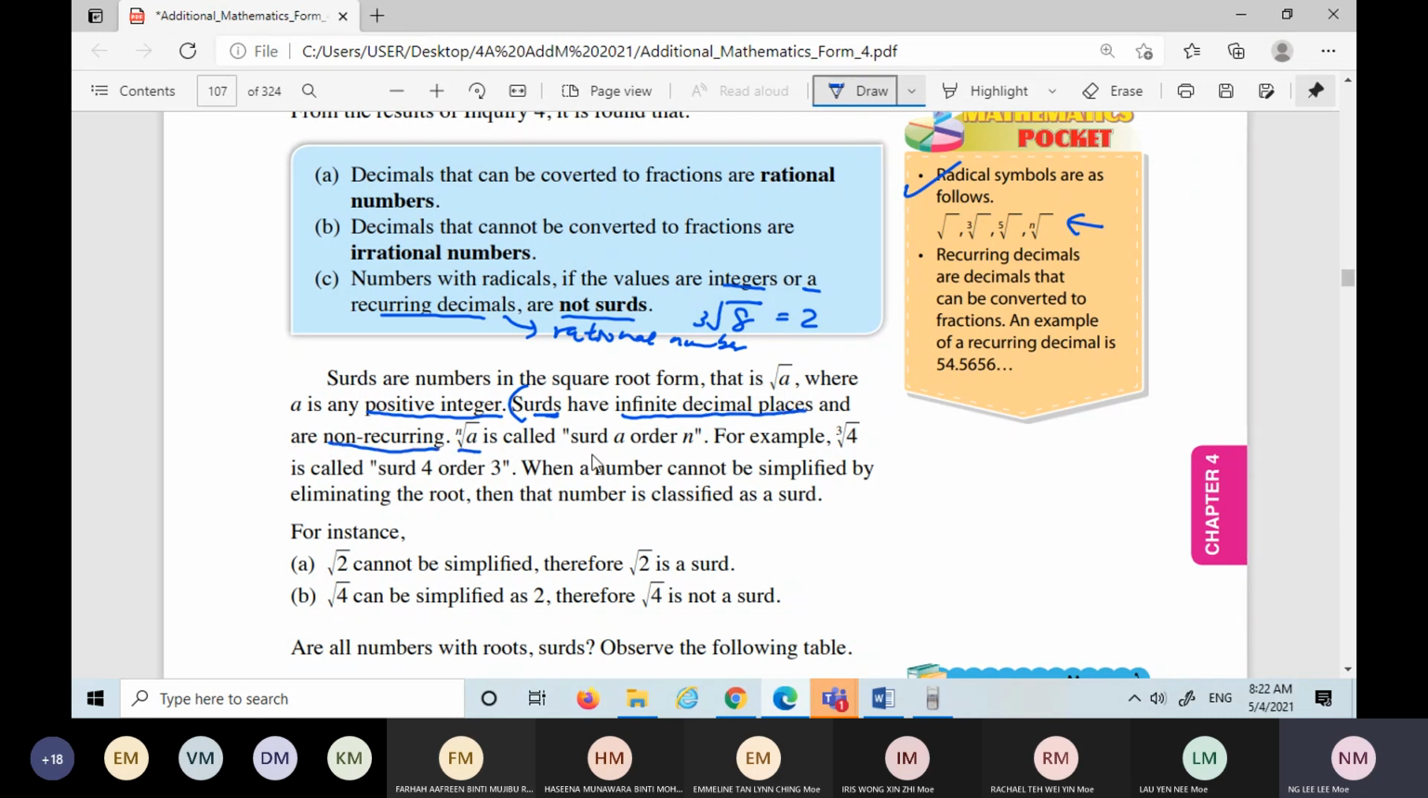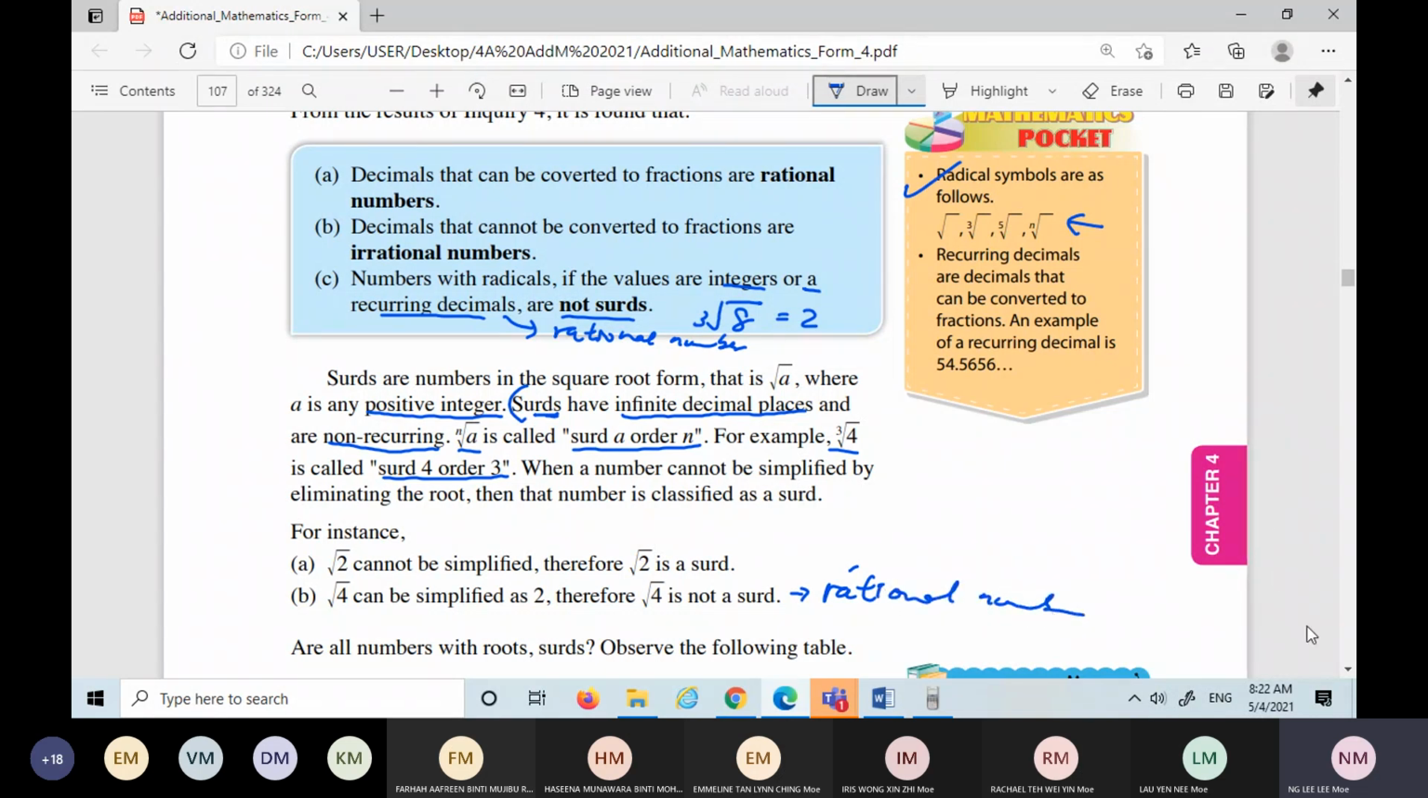This one is called a surd of order n. So we read this one as surd 4 of order 3. When a number cannot be simplified by eliminating the roots, then the number is classified as a surd. For example, square root of 2 cannot be simplified, therefore square root of 2 is a surd. Square root of 4 can be simplified as 2, therefore square root of 4 is not a surd, and this is a rational number. Remember, if they're asking.